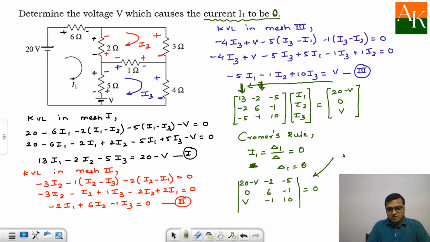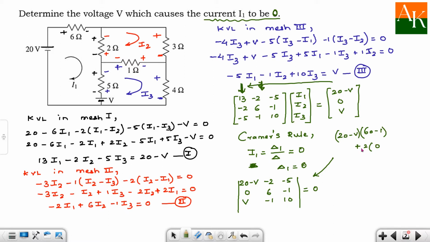So when you are solving this determinant, you will have 20 minus v, and then 20 minus v will go in one bracket. Here you will have 60 minus 1. Then this will become minus, so it will become plus 2. I am solving the determinant, so this will lead to 0. This is minus v, so here it will become plus v. Then I will have minus 5, and then you have to solve this determinant, so this is 0 minus 6v, and that is equal to 0.